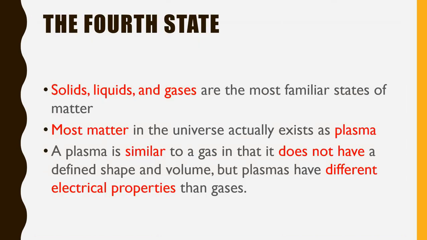Okay, there is a fourth state. So we're most familiar with solids, liquids, and gases. We deal with them every day. But actually, most matter in the universe exists as plasma. A plasma is similar to a gas in that it does not have a defined shape and volume, but plasmas have different electrical properties than gases. So we'll give you a few examples, and you'll kind of see what we mean by different electrical properties.